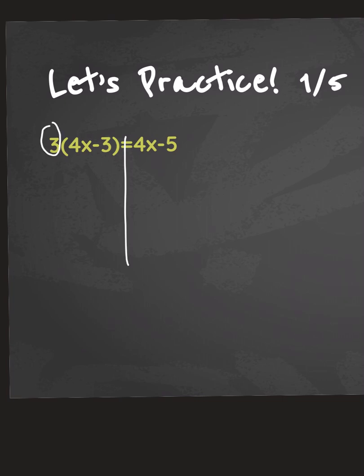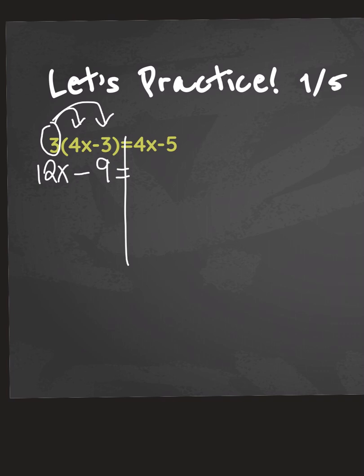3. And we need to share pizza with whoever's in the house. Who's in your house? The 4x and the -3. What is 3 times 4? 12. So we have 12x. 3 times -3 is -9.